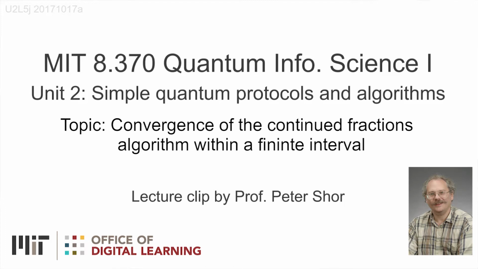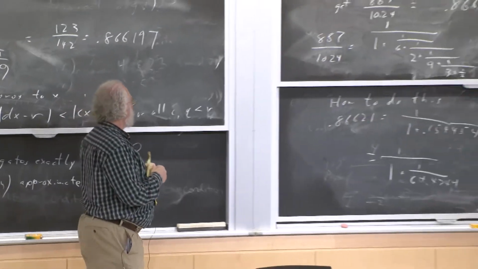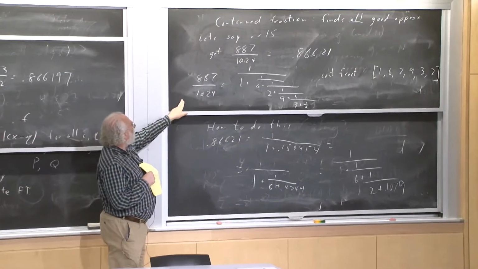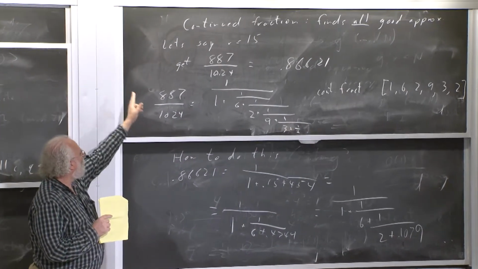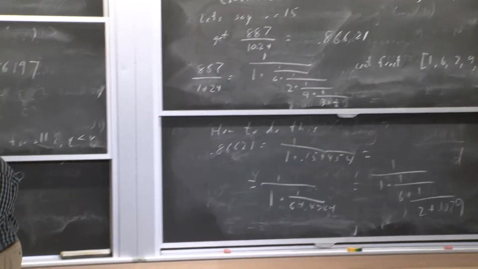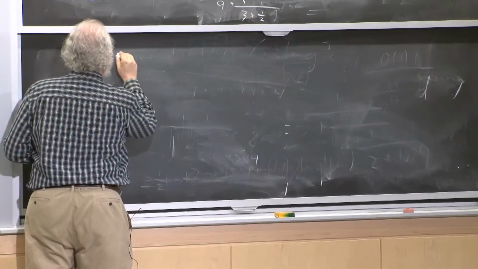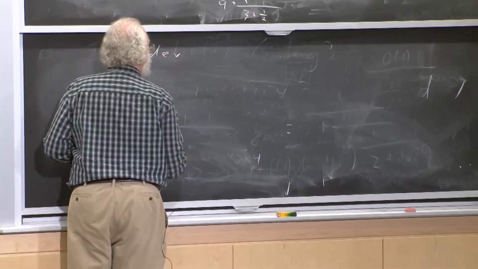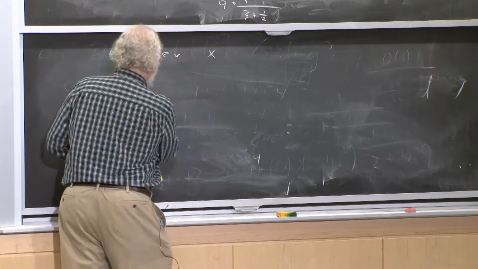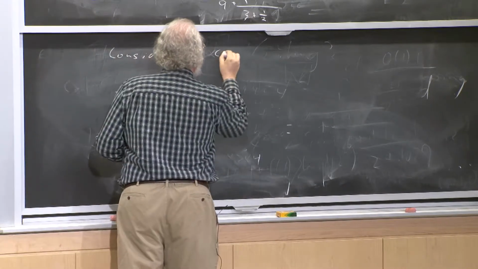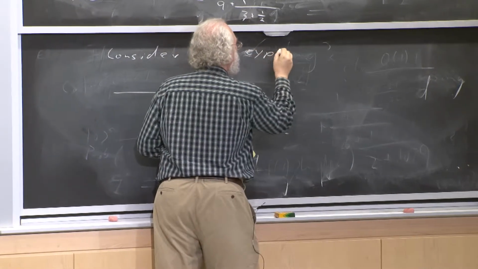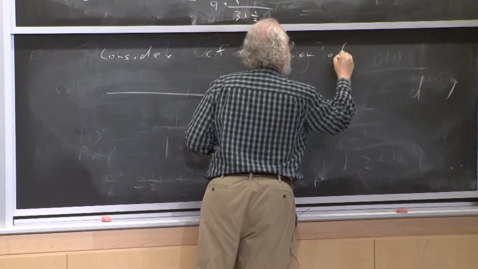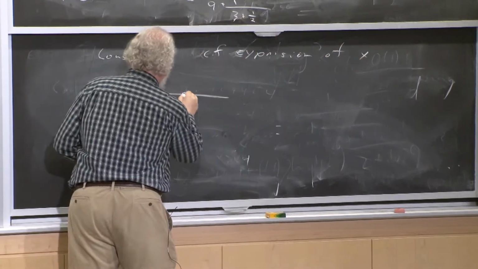What we're going to do is show that continued fractions actually, if we're within 1 over r squared, the continued fractions will actually find the right fraction. So how do we do this? Let's consider continued fraction expansions of x. So here is x.